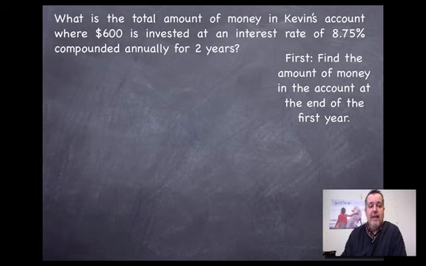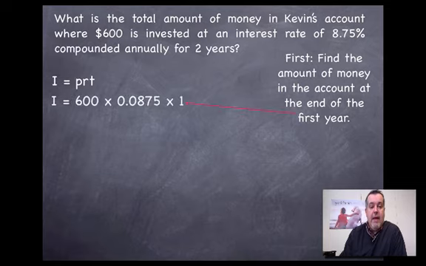Okay, so let's take a look here. We've got our problem and what we're trying to solve here. Find the amount of money in the account at the end of the first year. So we'll start off by writing out our original formula for finding interest. And what do we know so far? We've got $600 at a rate of 8.75% times 1. Notice it says times 1, and that's because our time here is we only want to find out how much money there is in the account at the end of the first year.